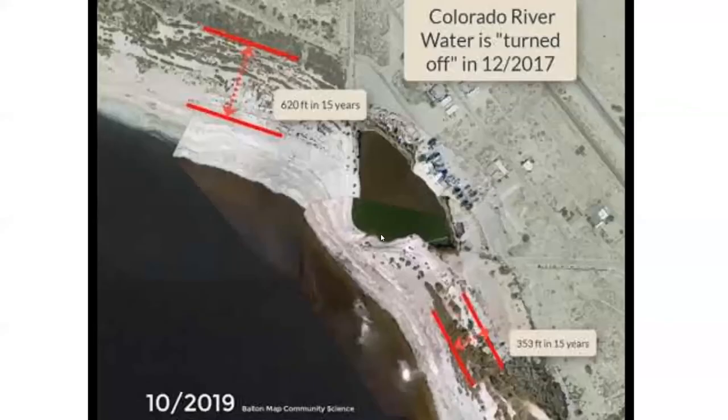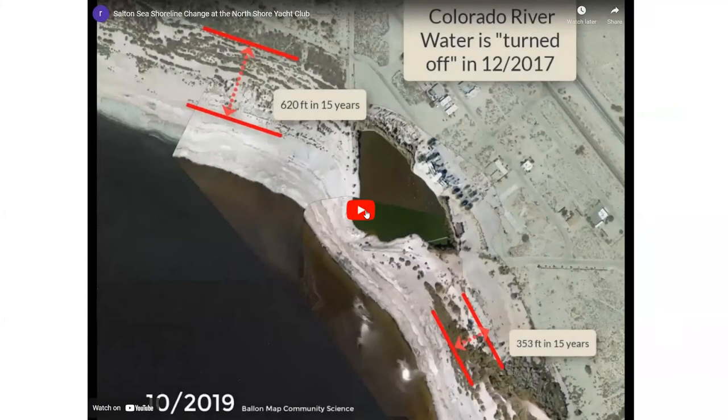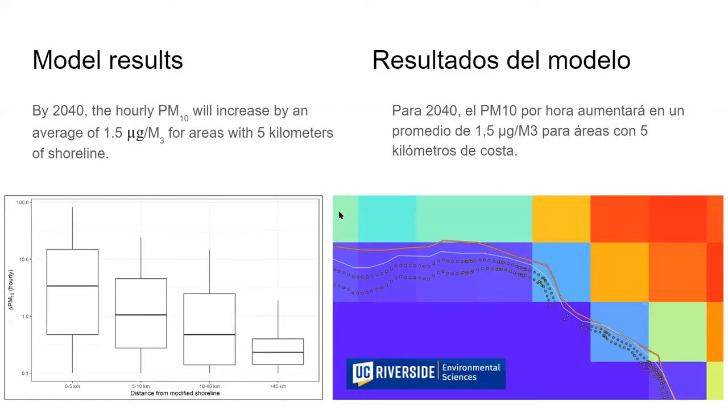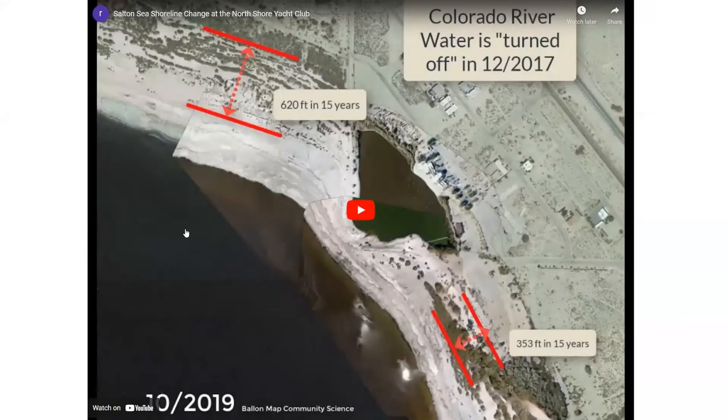So this is a YouTube image of some of these models and what this looks like. And again, we started, let me try to play this. Okay. Watch on YouTube. Let me just try to click this.